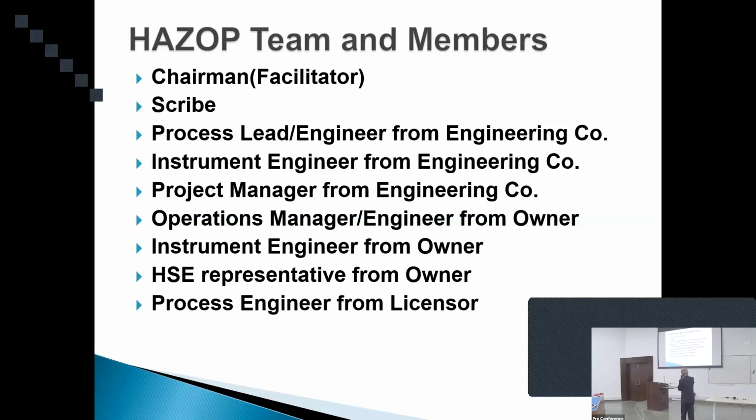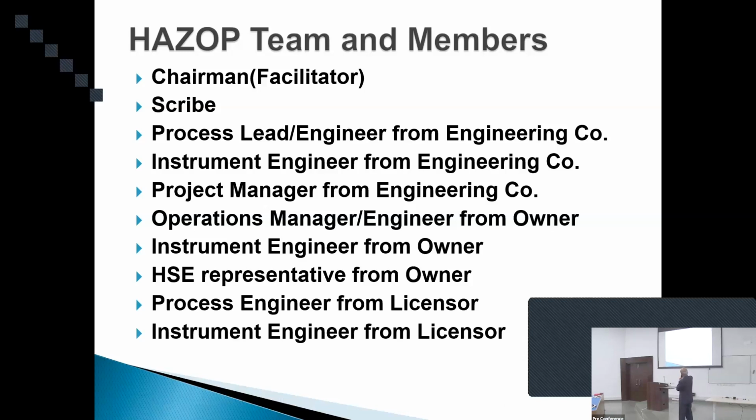So process engineer from the licensor. Instrument engineer from the licensor. There are so many people. The team can be as big as 30 or 20, but the bigger the team, the more confusion. With fewer, knowledgeable team members, you'll be able to have a good output. Okay.